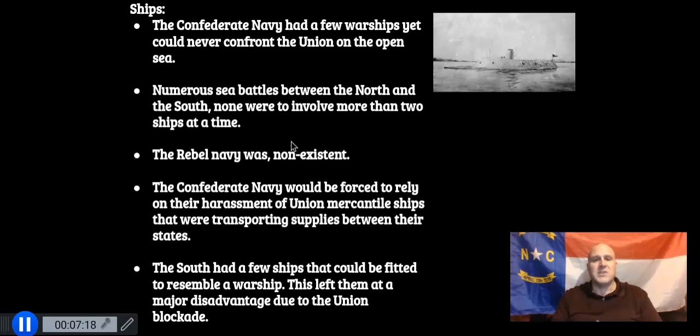Even though some of these battles didn't involve more than 2 ships at a time, the rebel navy was non-existent. They had to take regular ships and try to build them into warships, naval ships. They would be able to harass mercantile ships transporting supplies and such, but there was no way that they could win one-on-one battles with Northern Union ships. So their non-existent navy is a disadvantage.